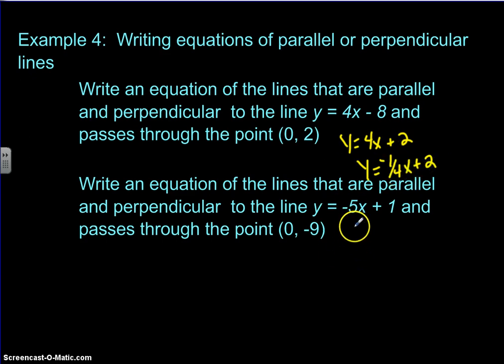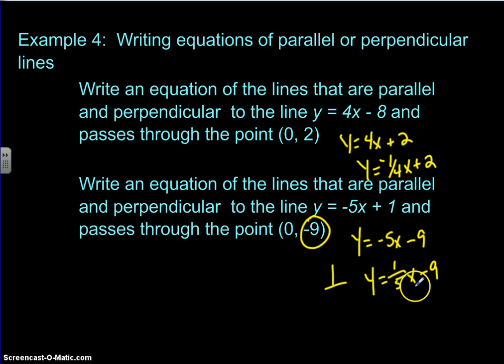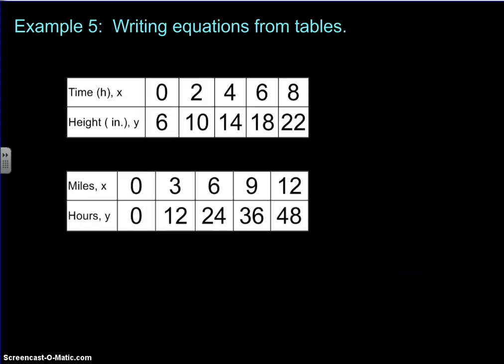Let's do this one. A parallel line going through this point, well, this is the y-intercept right here. So y equals -5x minus 9. That's the parallel line. The perpendicular line, y equals, flip this and change the sign. So it's 1/5 x. Again, the y-intercept is the same, minus 9. Okay, this we should be familiar with. We should know how to do that.